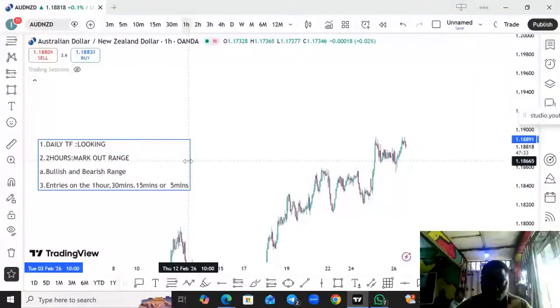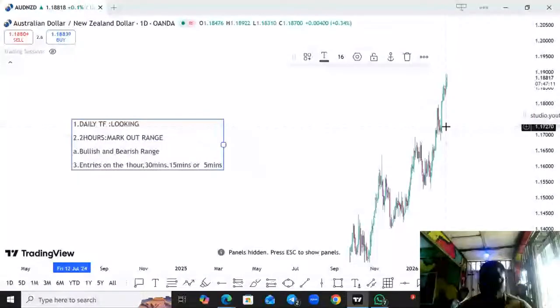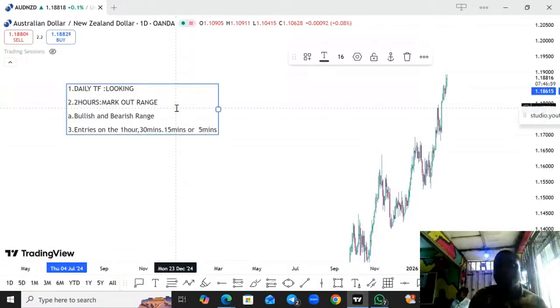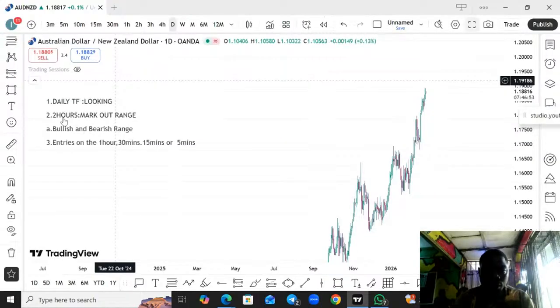This is ADNZ. So we go to the daily time frame. Do not do any analysis, just look at it. So that means we are only going to buy. Now, if you want to take the counter trend, it's also possible, but know that you'll be 70% safe if you are following the trend. If you are taking the counter trend, you'll be 30% safe. So we are bullish. The next thing to do is go to your 2 hours.